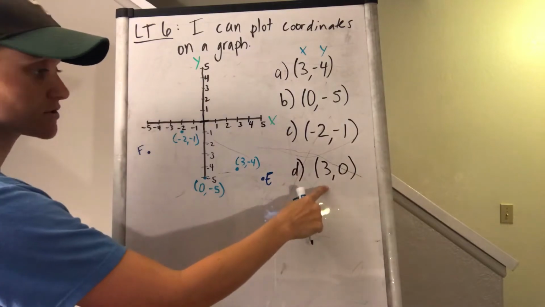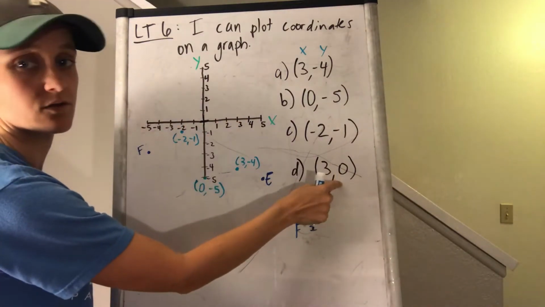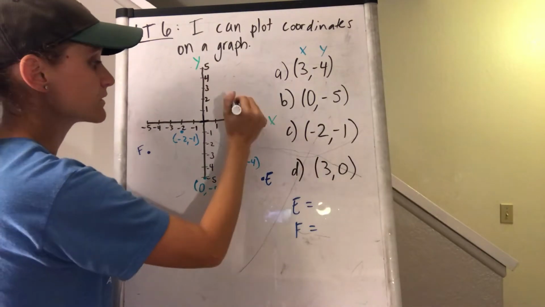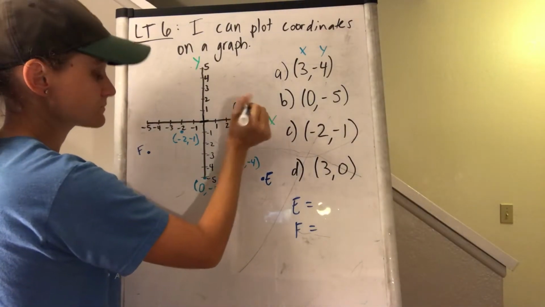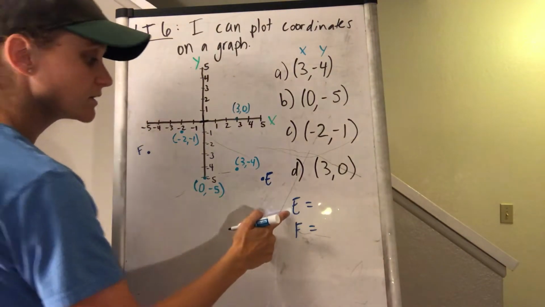All right, for D, it's 3, 0. So I go over 3 in the x direction, and then I don't do anything in the y. I'm just going to stay on this line right here. So that's 3, 0.